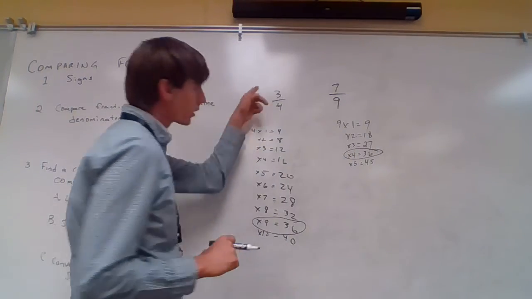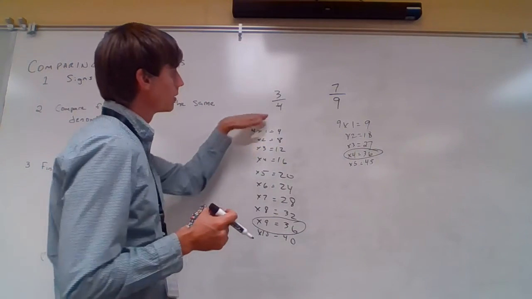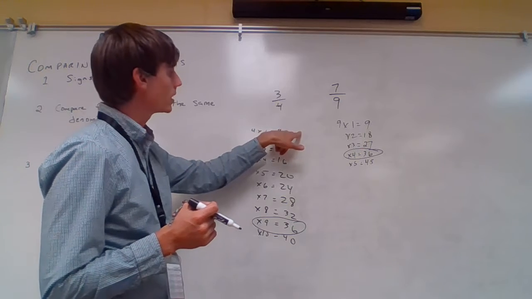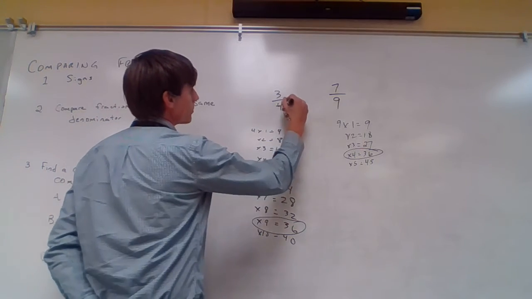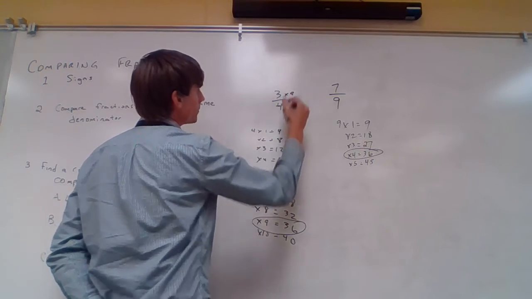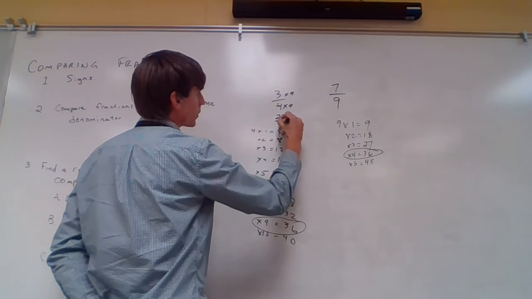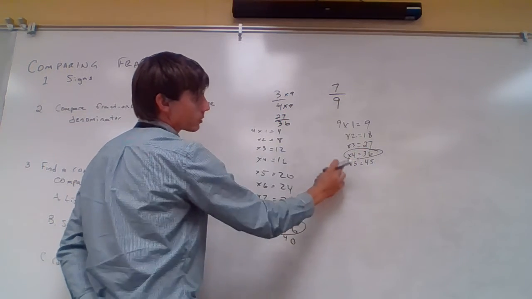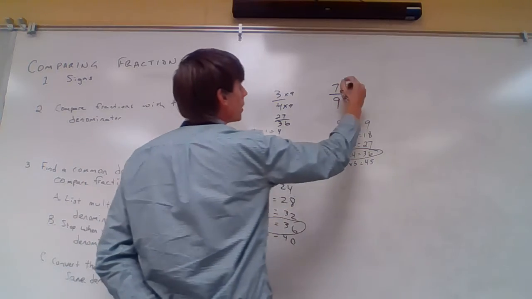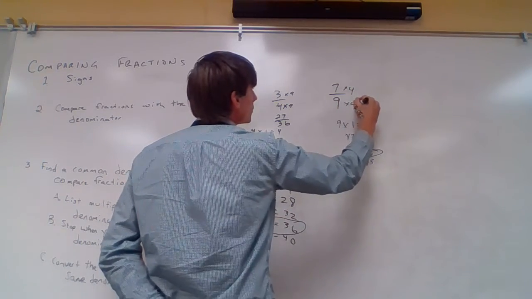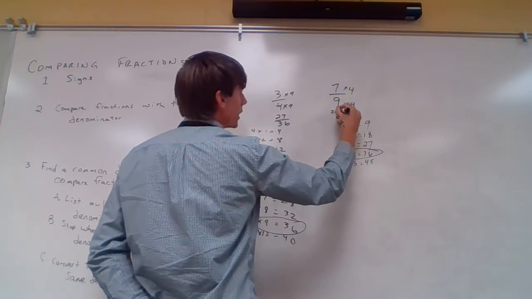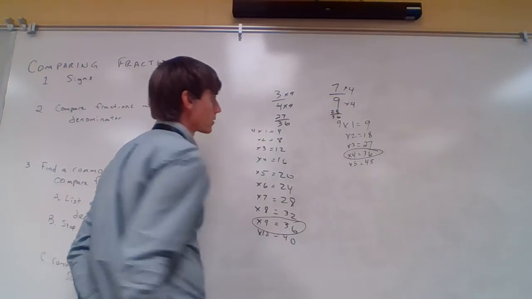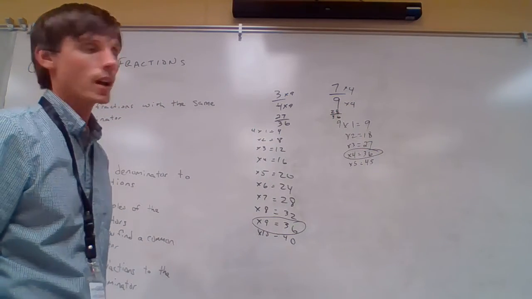So to get there, 3/4, we're going to multiply it by 9 over 9 to get something out of 36. So we multiply by 9, we multiply by 9, and we get 27 over 36. We multiply this one by 4, and we get 28 over 36. Okay, so there we have it.